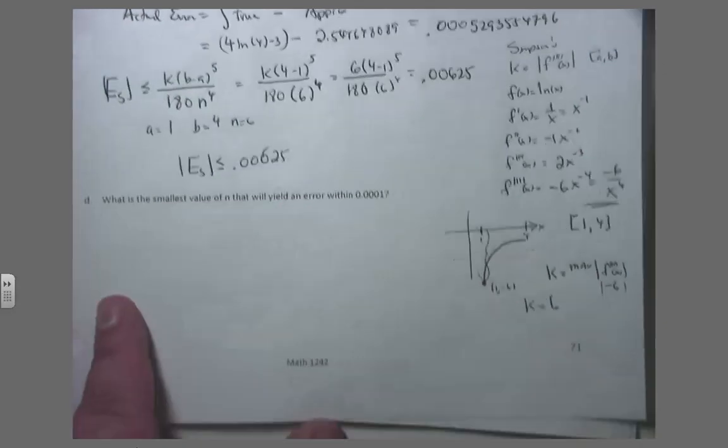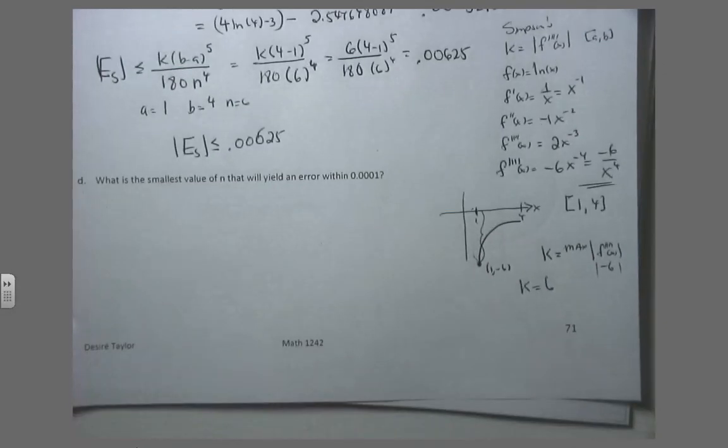Take a look at the next question here. What is the smallest value of n that will yield an error within 0.0001? In other words, I set my tolerance at 0.0001. I want to use Simpson's rule to do this particular problem. What is the number of partitions I need to assure my answer is going to be correct to within 3 decimal places?